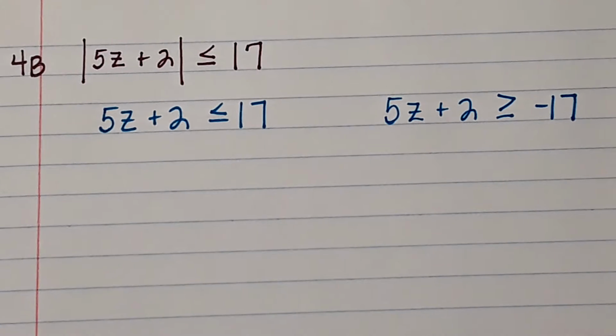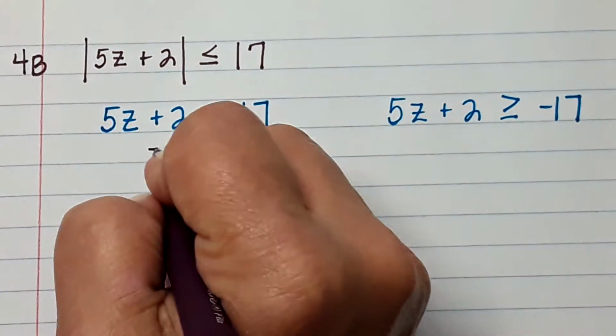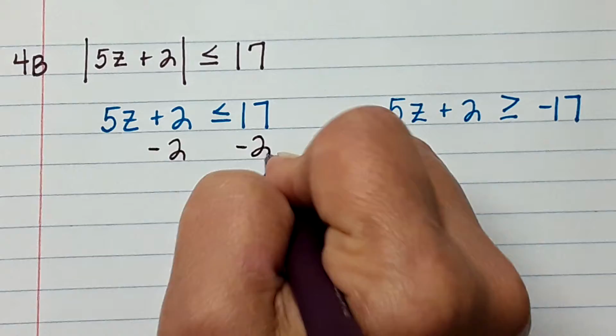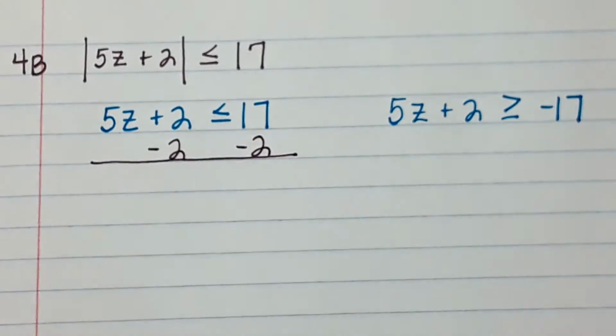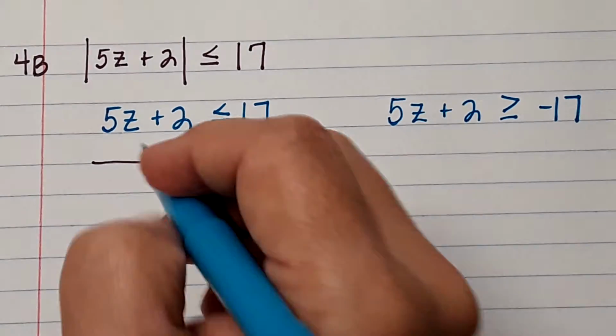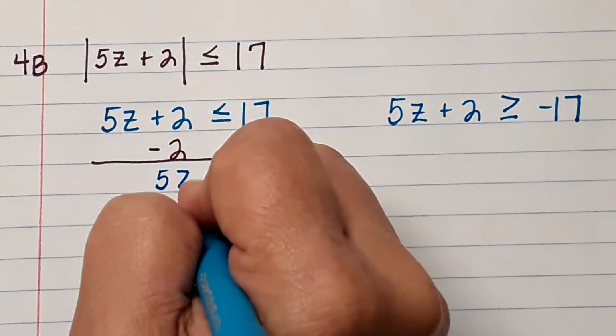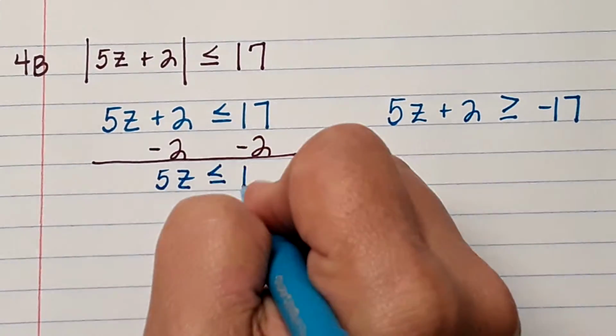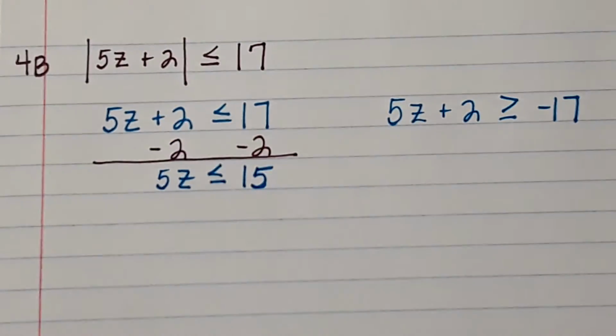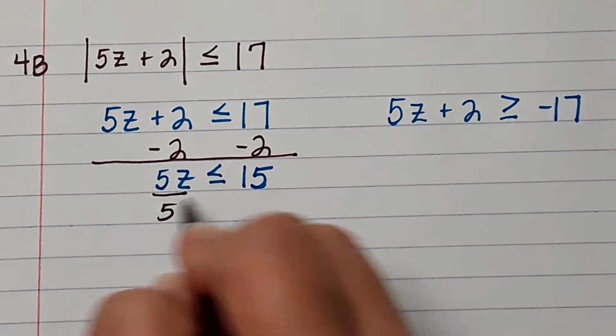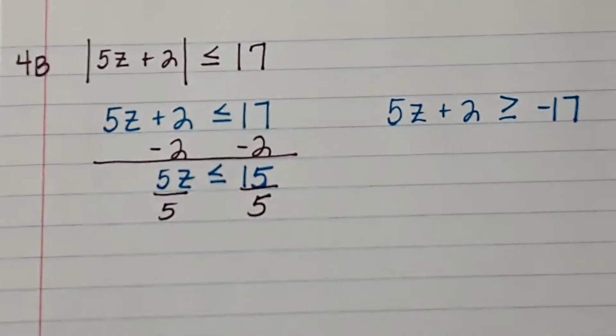Now, we haven't decided if it's going to be an and or an or, but we have a sneaking suspicion what it's going to be. But let's go ahead and solve these two problems. So I'm going to subtract 2 from both sides. So 5z is less than or equal to 15. We're going to divide by 5.